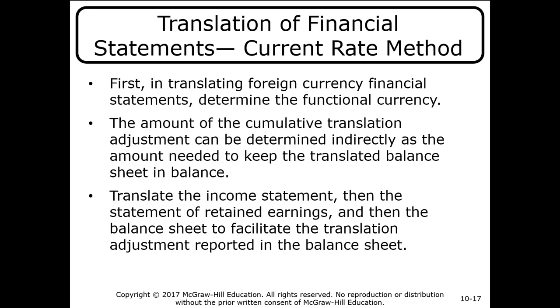On the income statement, sales and expenses, unless otherwise noted, are assumed to occur evenly throughout the year. So we use a blended average exchange rate throughout the period. And if there is a transaction, a major loss or a major expense that has been incurred, and we know the date at which that has occurred, then we translate that historically. Dividends on the statement of retained earnings are translated at the date that the dividend was declared.